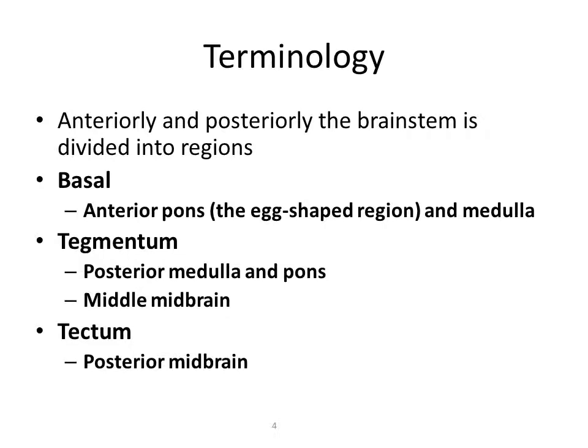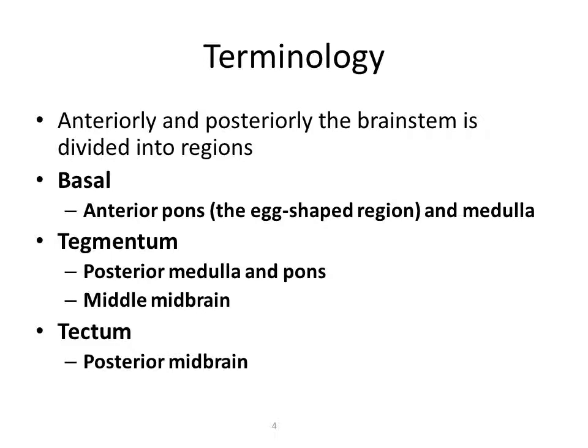Looking at position relative to each other, we have the brainstem broken up into different regions. The basal portion is the anterior portion. So if we talk about the basilar pons, we're talking about the anterior most portion of the pons. This was colored blue in the previous picture. It's the egg-shaped region, the big bulbous region on the ventral aspect of the pons. But the anterior medulla is also known as the basal region.